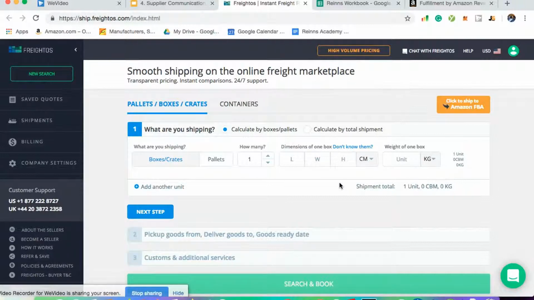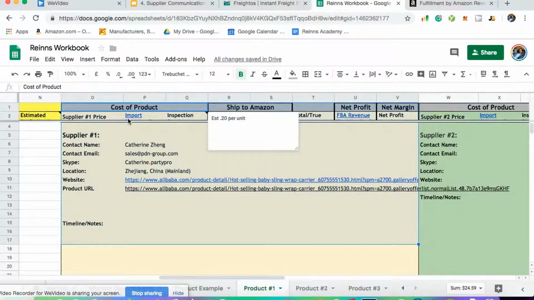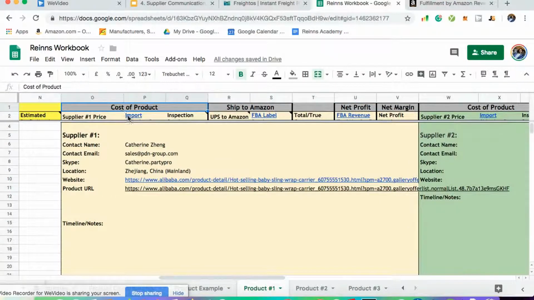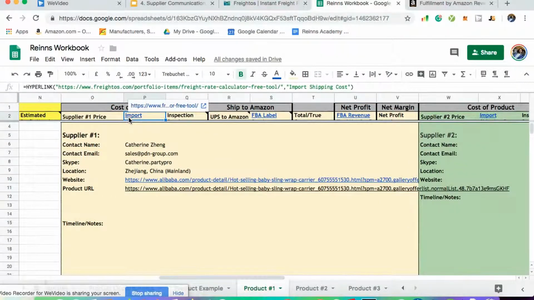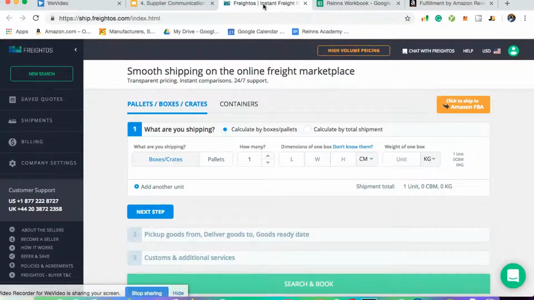So to get to that link, it's just here. You come to the cost of product, and then you'll see import services. So this is the link. You'll click on that link and then you'll get to that tool. First things first, create an account. It's a free tool to use. You'll just create an account with them, and then you'll be able to be using it. Just your normal email, don't worry about anything else.